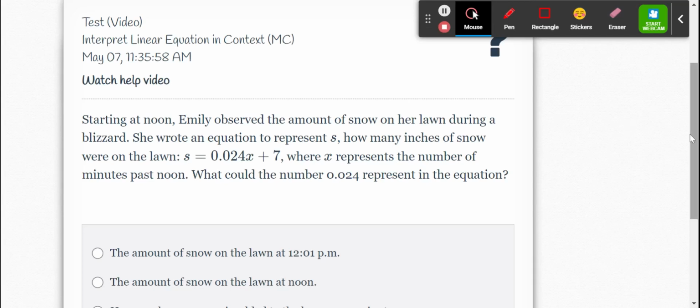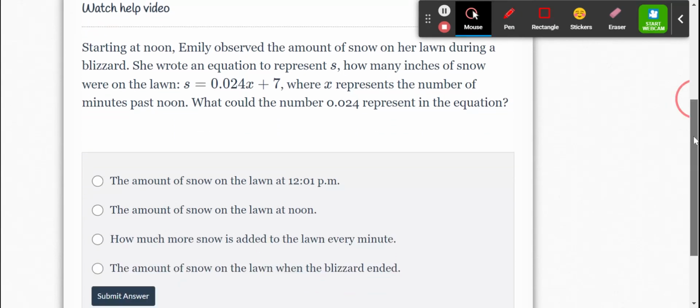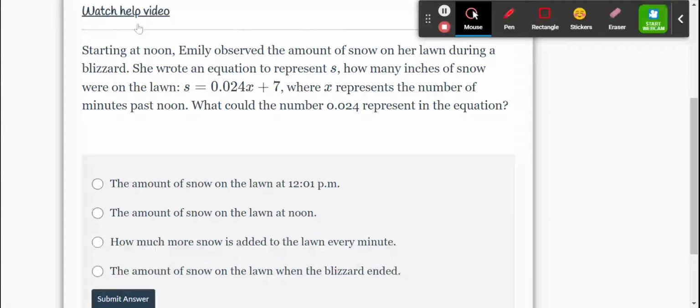Hi everyone. So we're going to continue interpreting linear equations given some word problems. So let's take a look at this example. It says, starting at noon, Emily observed the amount of snow on her lawn during a blizzard. She wrote an equation to represent S, how many inches of snow were on the lawn.